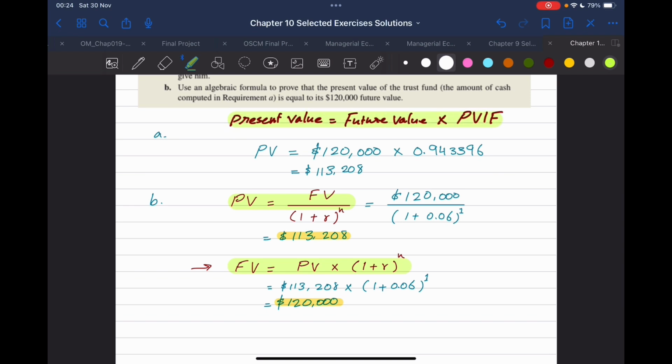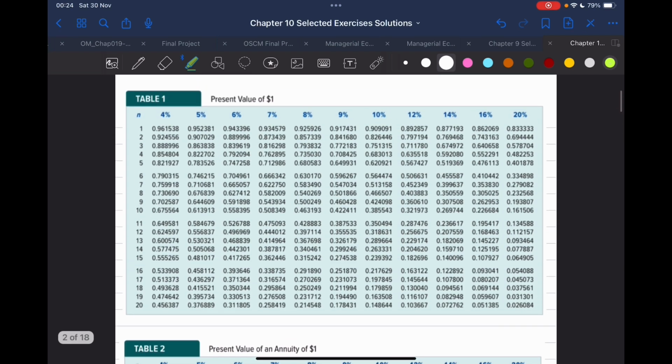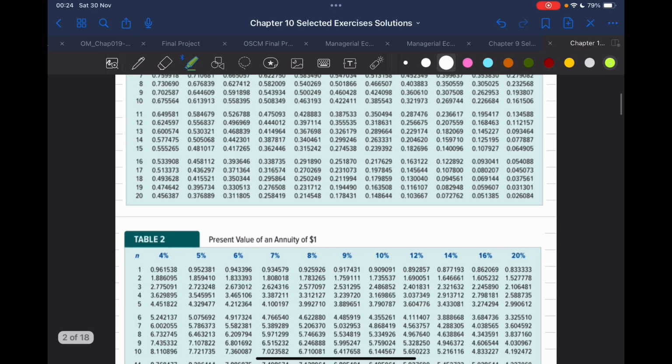This is the present value calculation using the interest factors provided to you in the tables, or the factors tables, table 1 and table 2 that I just showed you earlier. Okay, so this is table 1 here, which is for a single amount, and this is table 2 for an annuity.